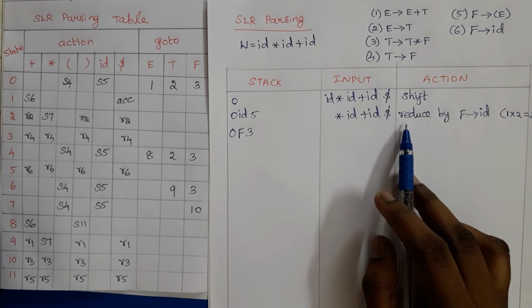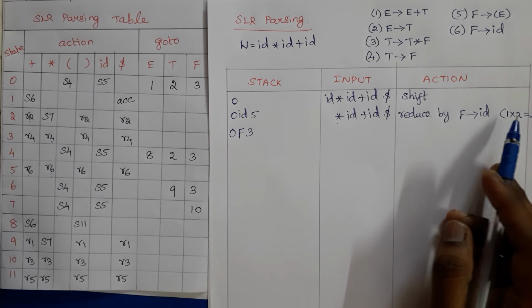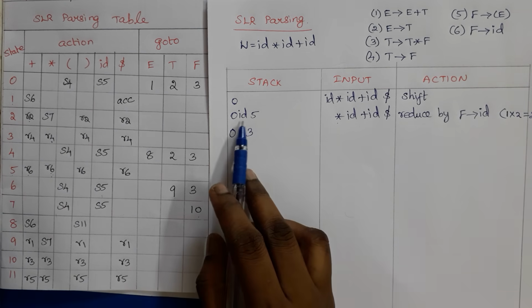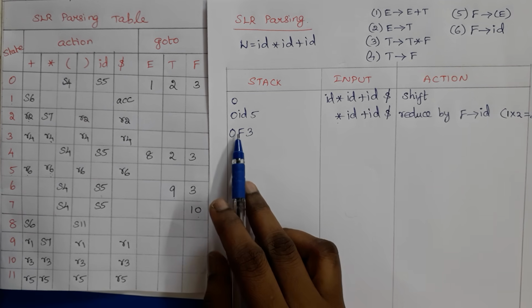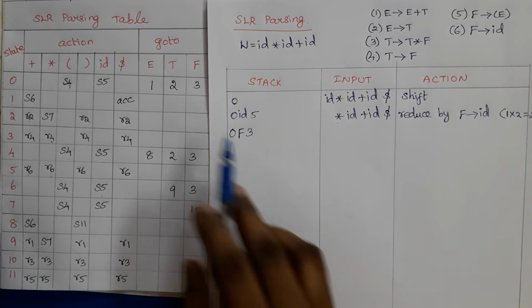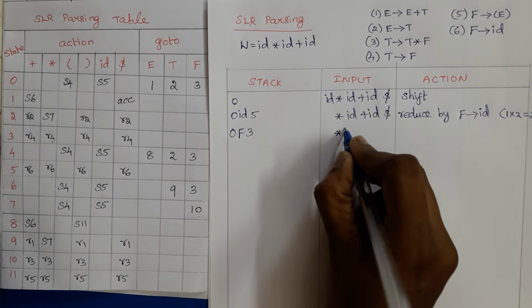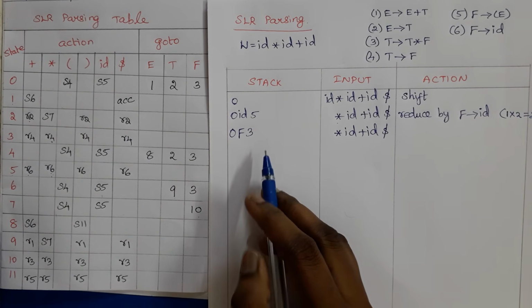So whenever we do the reduce action, first we calculate the length of the right hand side, then multiply it by 2, then pop that many symbols from the stack, then push the symbol on the left hand side, then refer to the goto table for the state. And in a reduce action there is no change in the input buffer. So continuously we need to do this.